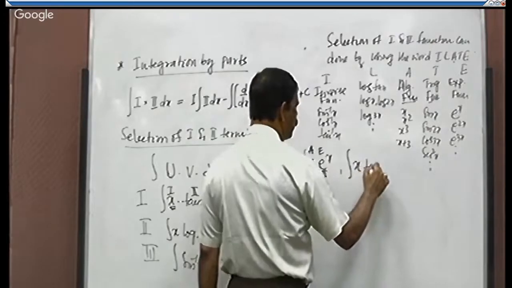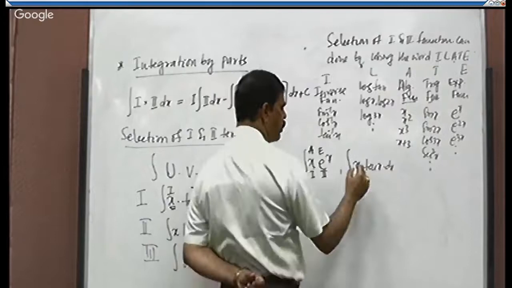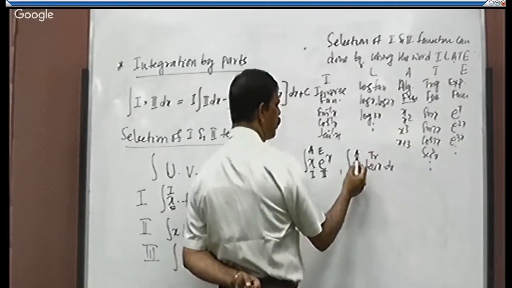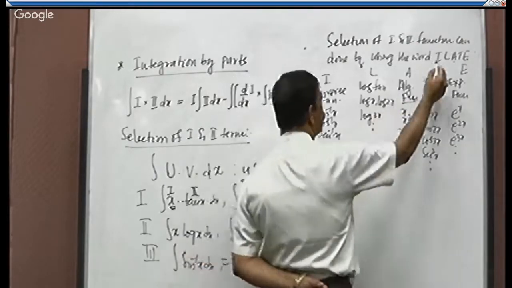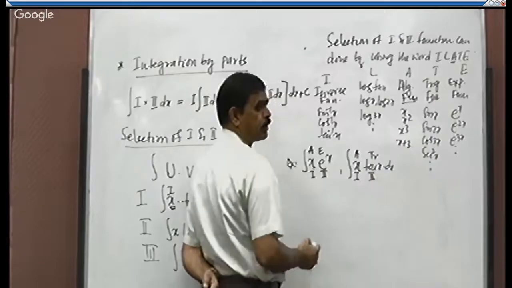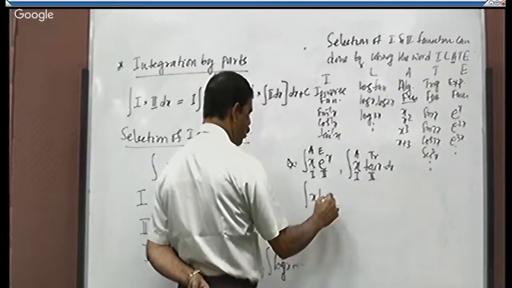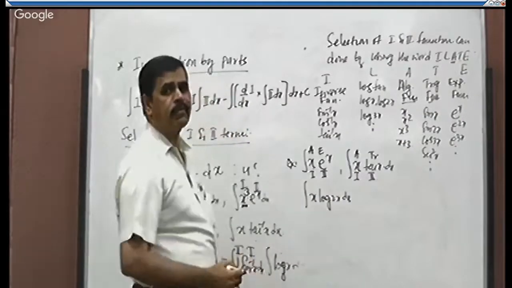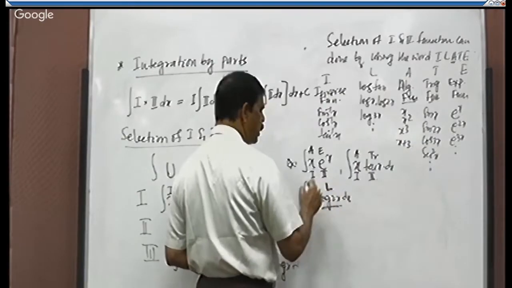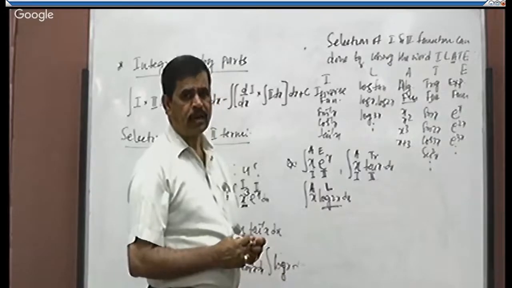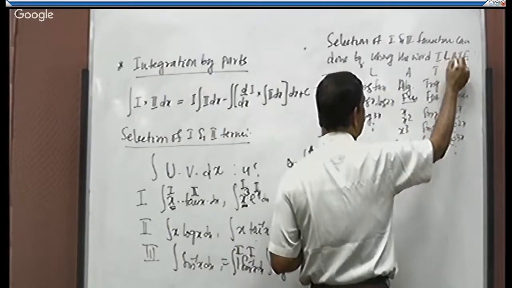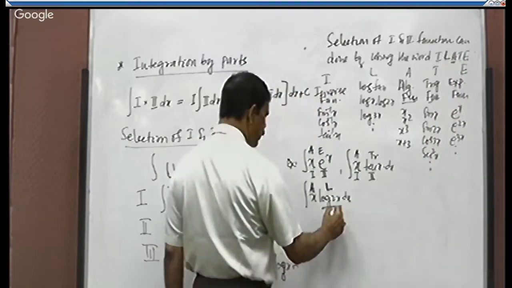I am taking x into tan x dx. What is x? Algebraic. What is tan x? It is trigonometric, correct? Whether A comes first or T comes first, in the word ILATE, A comes first, then T comes, correct? Therefore, algebraic will be the first, trigonometric will be the second. If I take x into log 2x dx, first identify the function. X is what? Algebraic. Log 2x is what? Logarithmic. Observe the word ILATE. Which comes first? A or L? L is first, then A. Correct? Therefore, logarithmic functions will become first and algebraic will become second in this case. This is first, this is second.